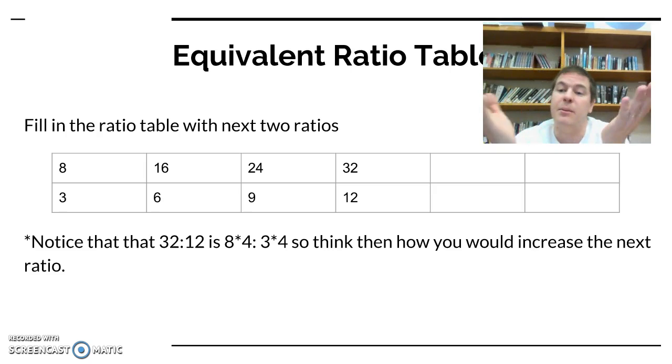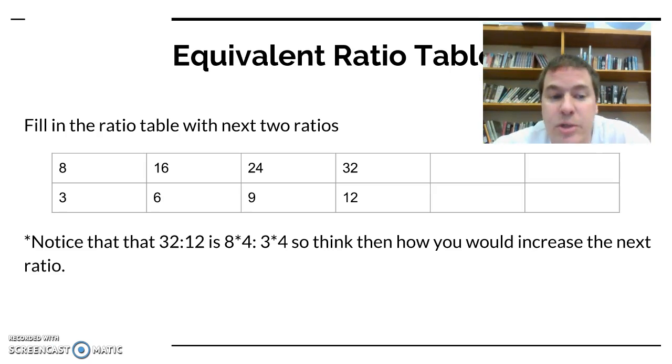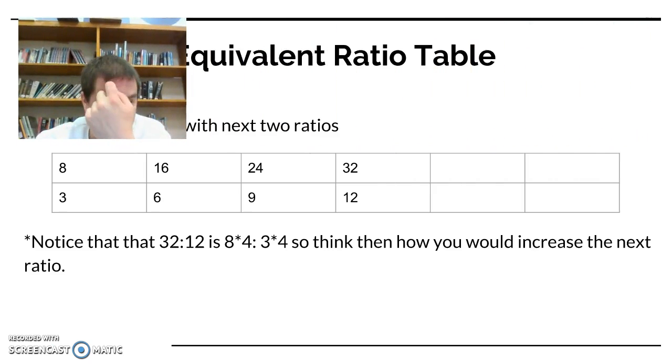If I multiply the top number, which is 8, by 2, I get 16. And if I multiply the bottom number by 2, I get 6. So 16 to 6. Then for the second equivalent ratio, if you multiply the top by 3 and the bottom by 3, you get 24 to 9. Then multiply by 4, and you get 32, and the bottom by 4, you get 12.